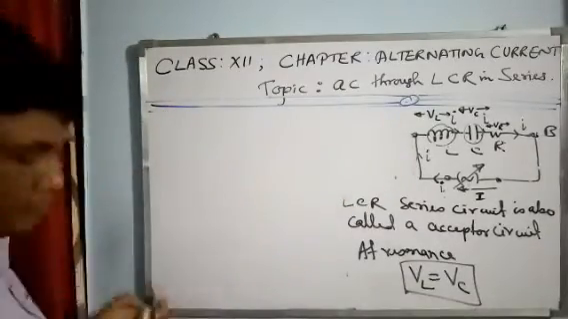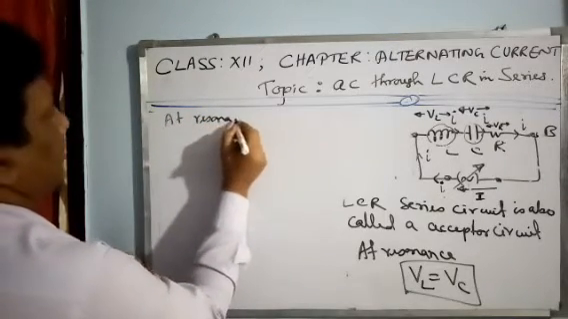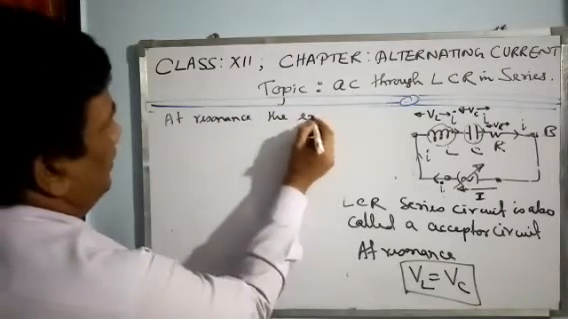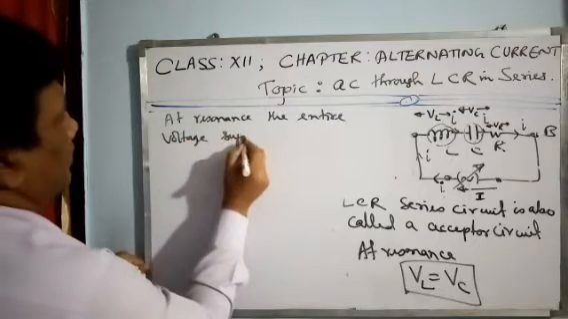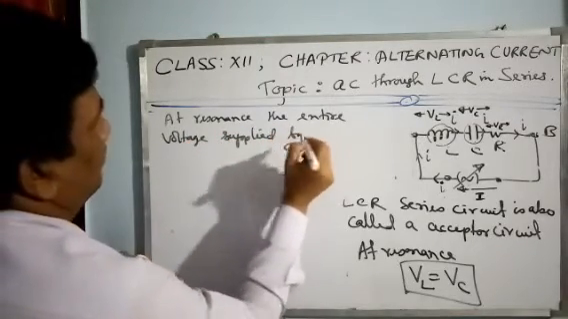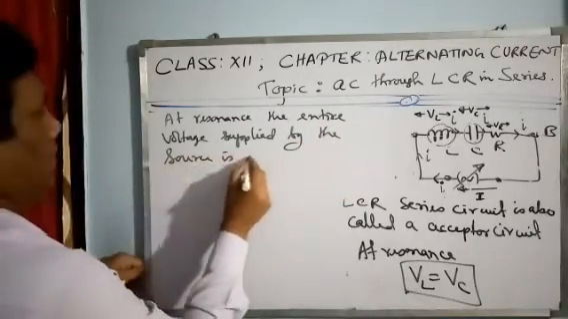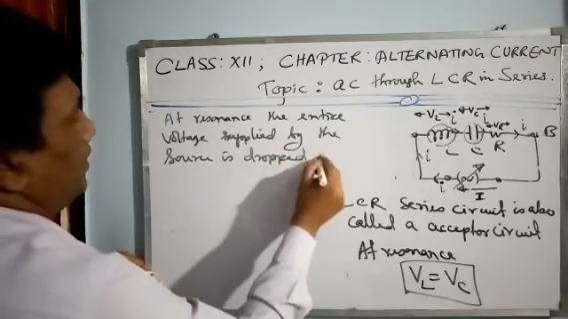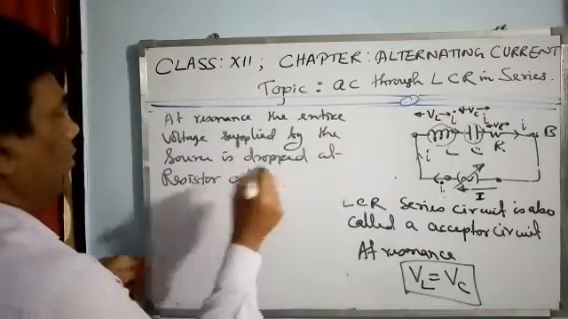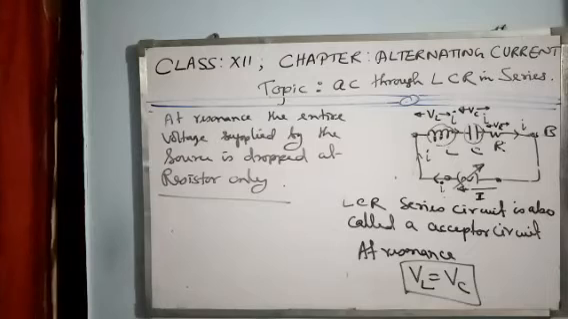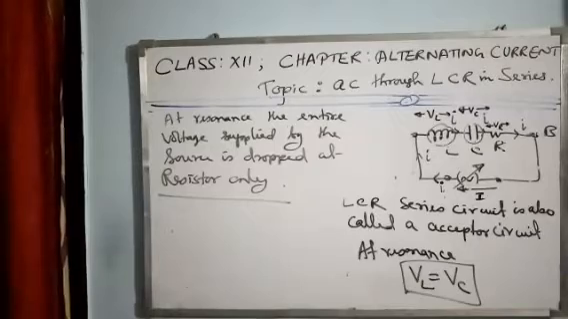At resonance, write down please: the entire voltage supplied by the source is dropped at resistor only. Okay, you can write this also. Are you getting my point? Great, great. We are doing well.